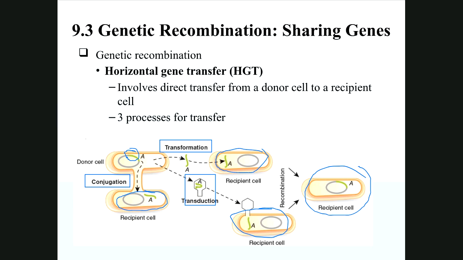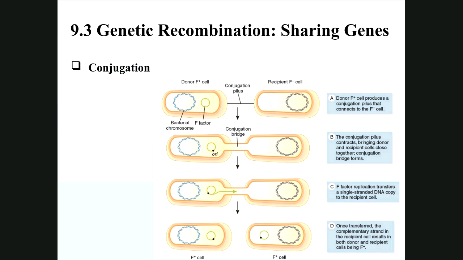All right, so let's look at those 3, starting with conjugation. Okay, so this is conjugation, and it's not important for me that you know all these details over here, but I do want you just to be able to explain that we have a conjugation pilus that is going from one microbe to the other. And when that happens, we make this little bridge, okay? So we start with a pilus, and then it forms a bridge, and then the DNA comes through, okay? When the DNA comes through, now the new cell has that DNA.